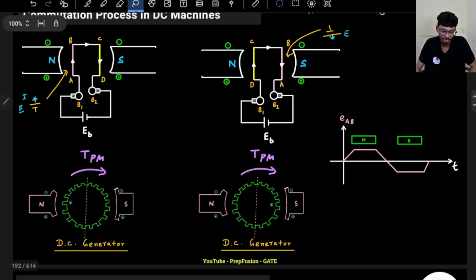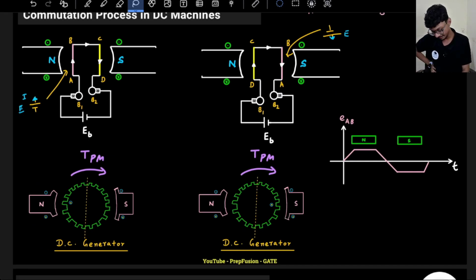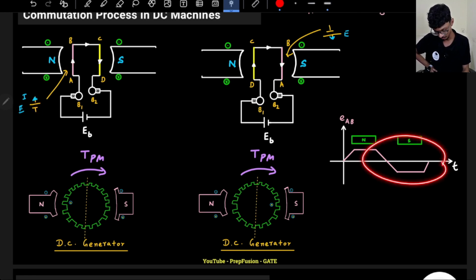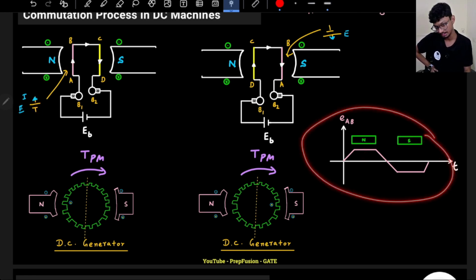I hope you have understood this very basic point. If you see here, the current direction was top, here the current direction is bottom, here the induced EMF was at the top, here the induced EMF is at the bottom. That is what is graphically shown here.